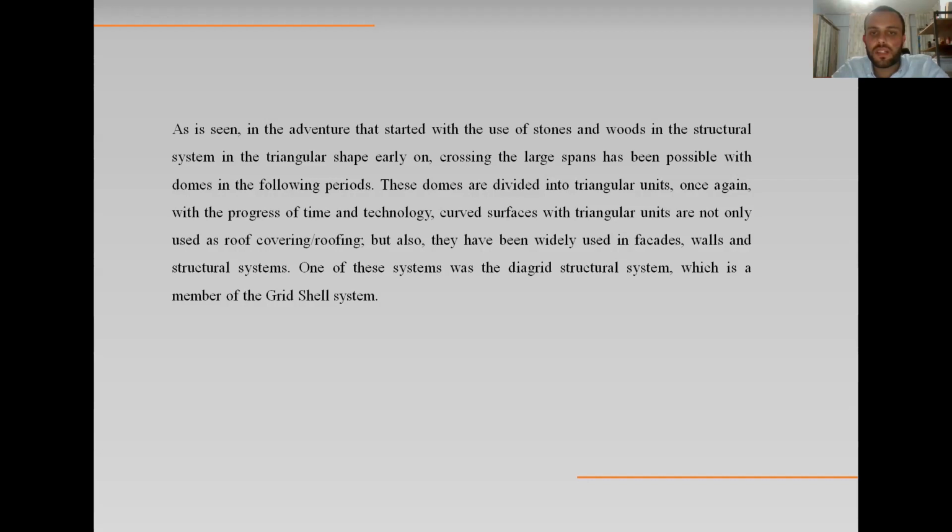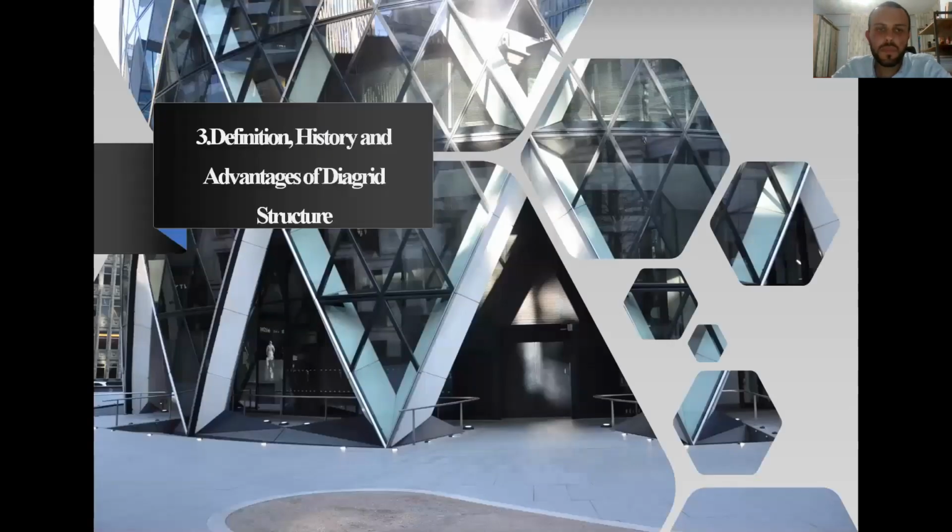These domes are divided into triangular units. Once again, with the progress of time and technology, curved surfaces with triangular units are not only used as roof covering, but also widely used in facades, walls, and structures. One of these systems was the Diagrid structural system, which is a member of the grid shell system.